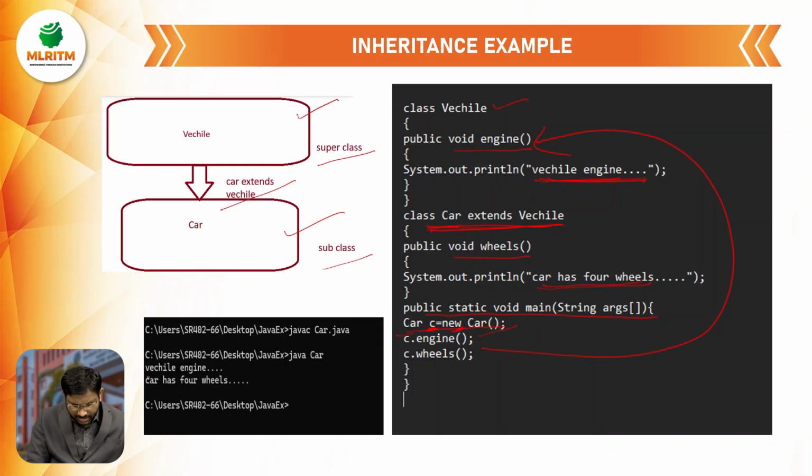So here we are getting "vehicle engine" as the output. Actually, "vehicle engine" is the output we have written in the parent class, but the child class can utilize the properties of the parent class. That's why we are getting this output. Next, c.wheels. This wheels method is in the child class only, so the output we get is "car has four wheels".